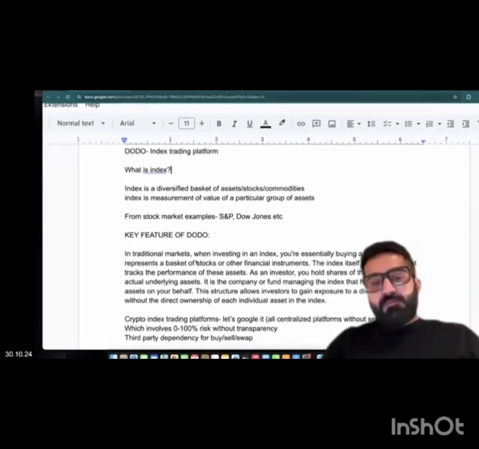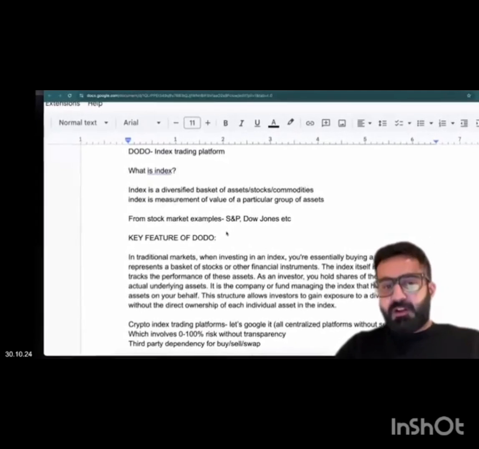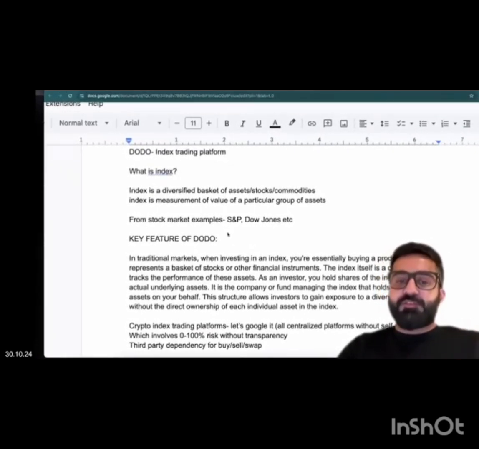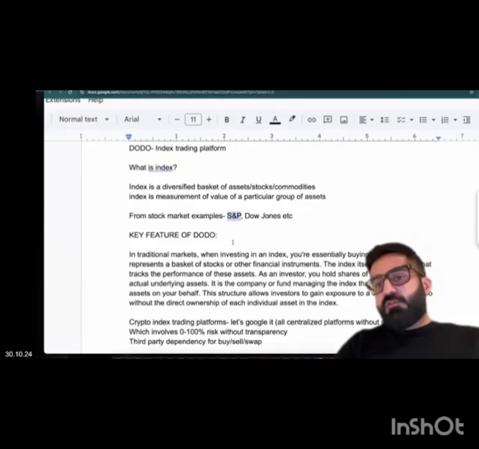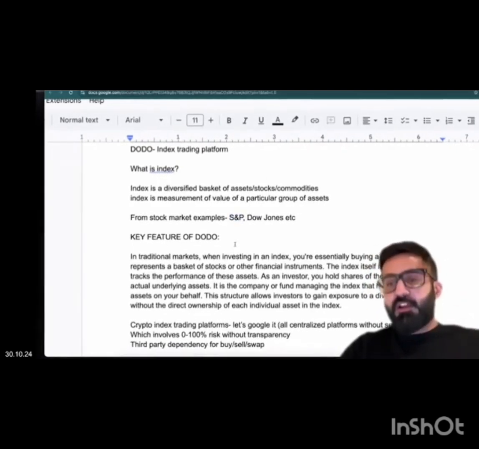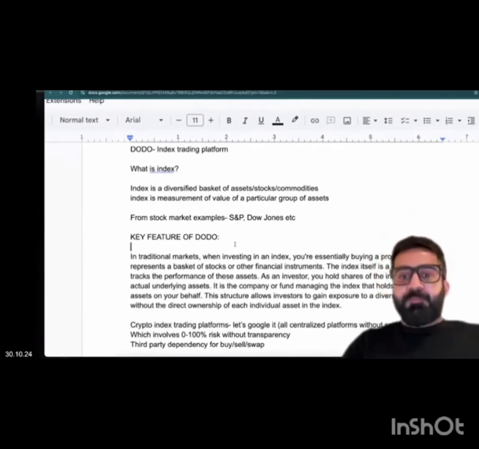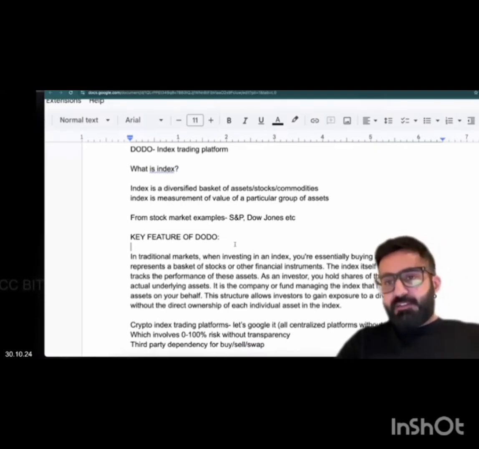In traditional markets, when you are investing in an index, you are essentially buying a product that represents a basket of stocks or financial instruments. Let's say you are buying the S&P 500. You are not directly buying stocks of 500 companies individually. This index itself is a construct that tracks the performance of these assets.